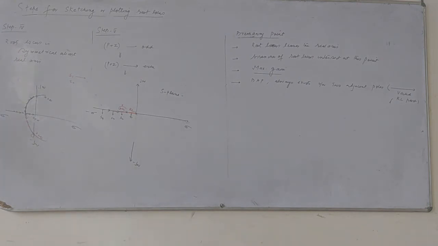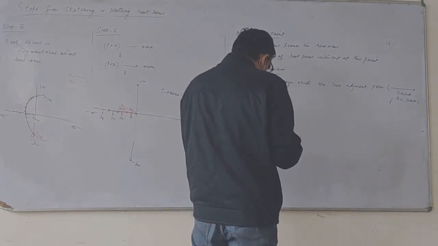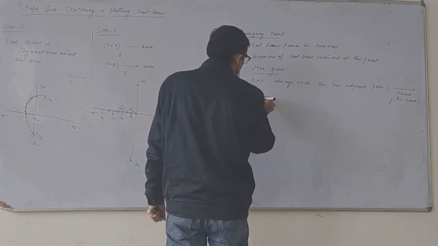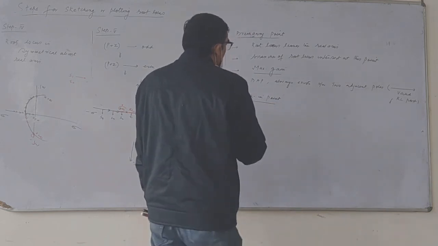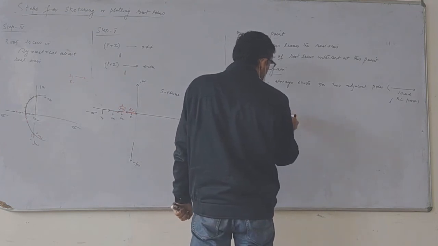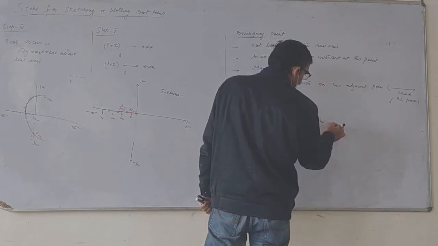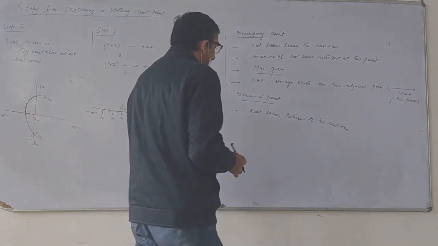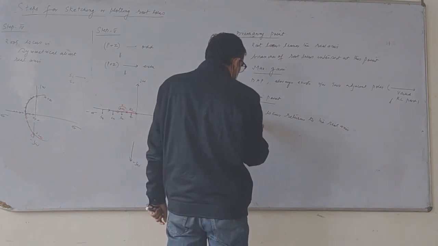Now, if we are talking about the breaking point, in contrary to this, what is it? At the breaking point, the root locus returns to the real axis. So, that is coming back towards the real axis. And we will have a minimum gain at this.